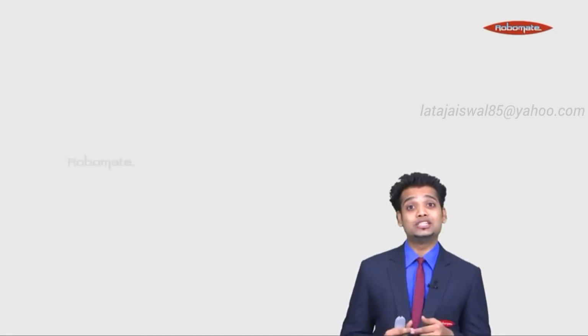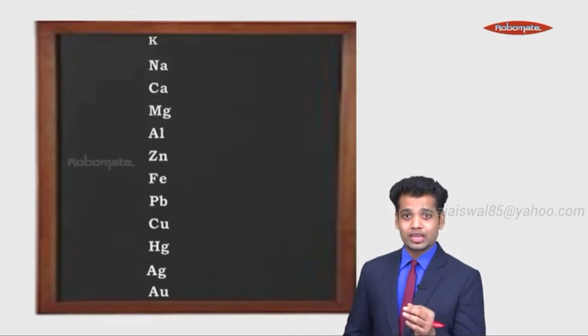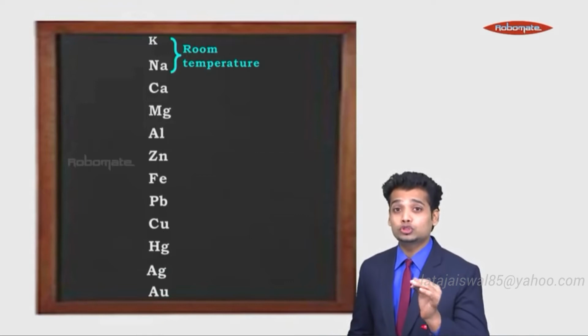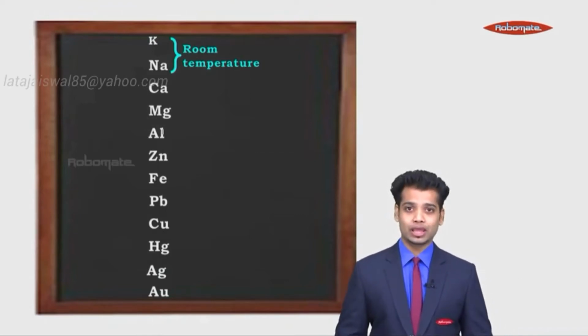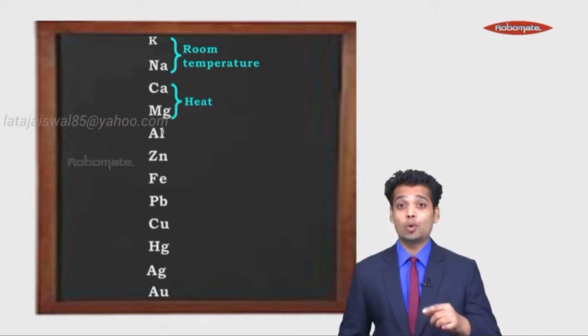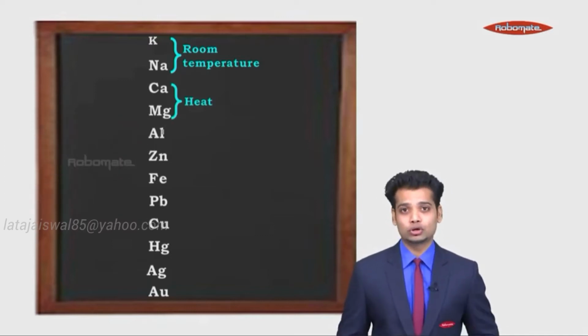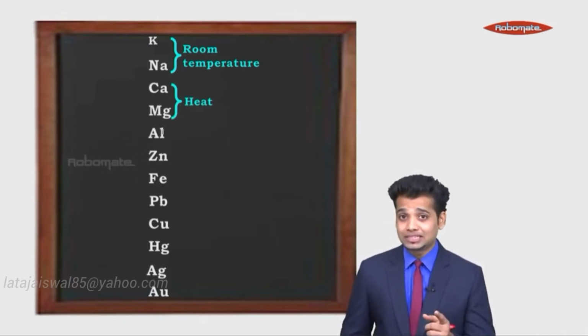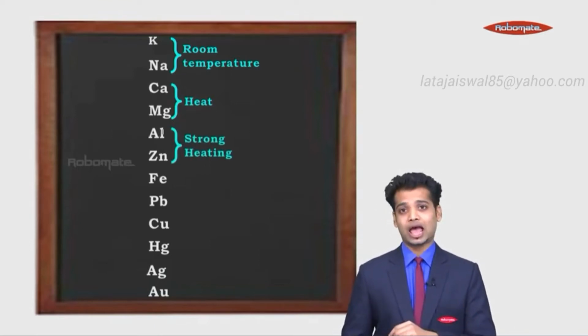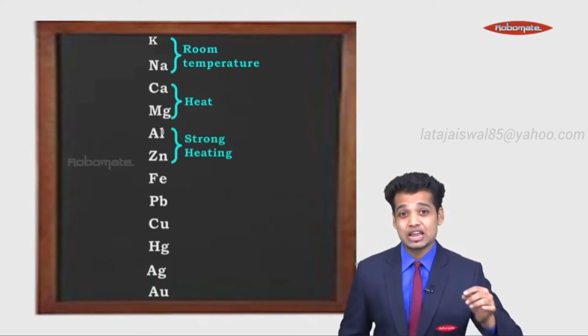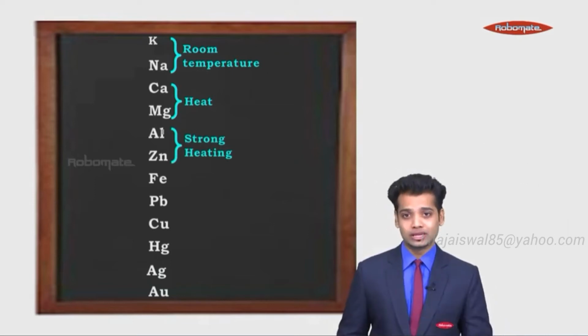Of how metals reacted with oxygen. So K and Na reacted at almost room temperature to form K2O and Na2O. Calcium and magnesium required heat to react with oxygen. Aluminium and zinc. Remember, we used a larger fire to react aluminium and zinc. That means it required strong heating.